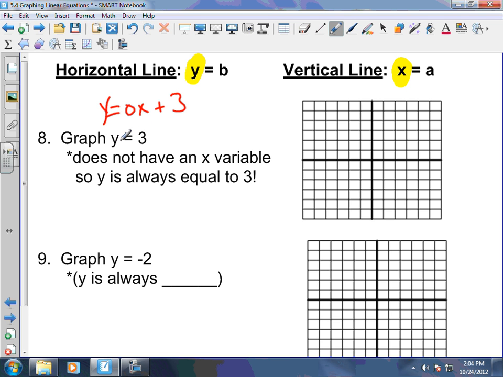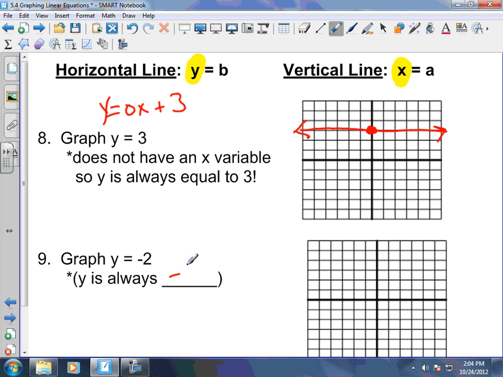Why is it a horizontal line? Well, 3 is my y-intercept, isn't it? So I go to my y-intercept, make my dot. What's my slope? It's 0 over 0. So how many do I go up? How many do I go over? Yeah, it's a flat line. There's no slope to it. The floor you walk on has a 0 slope. Y only, 0 slope.